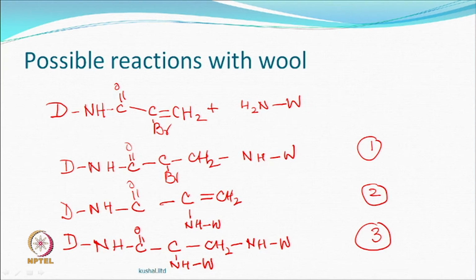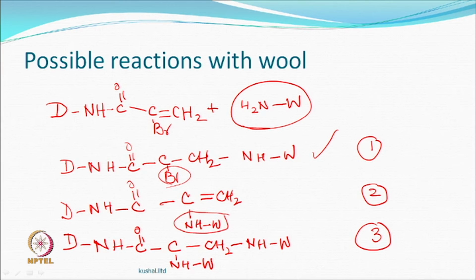So, from the amino end group of a wool, one can expect various types of possible reactions. One is addition reaction, where the double bond gets modified and you get a link like this, which we call addition reaction. Then the bromine can come out also, and the double bond remains as it is, and the wool gets attached in this manner.